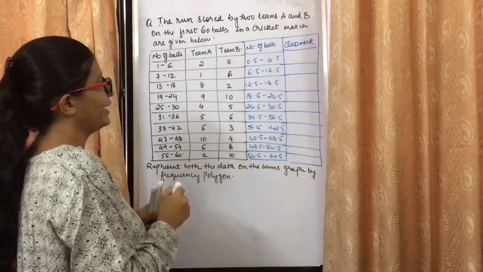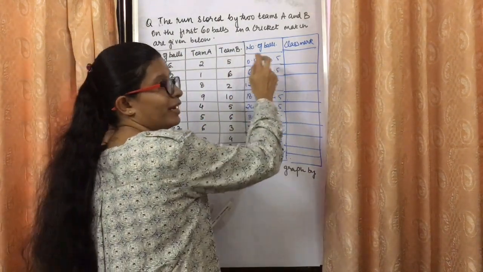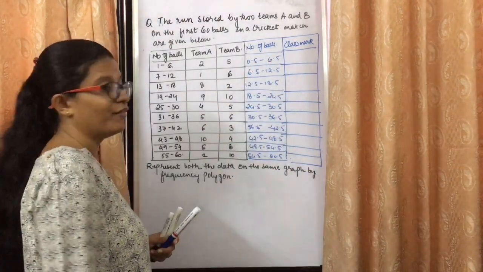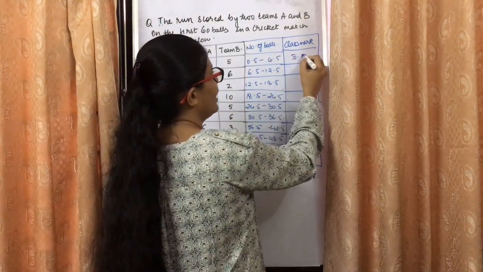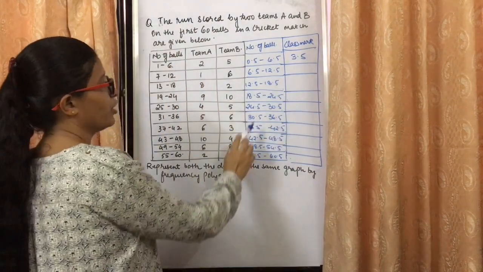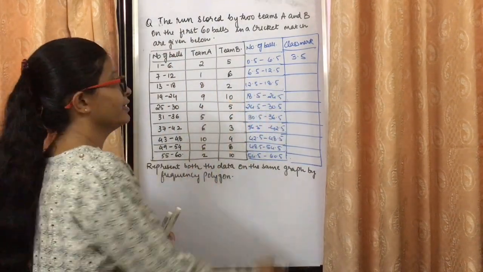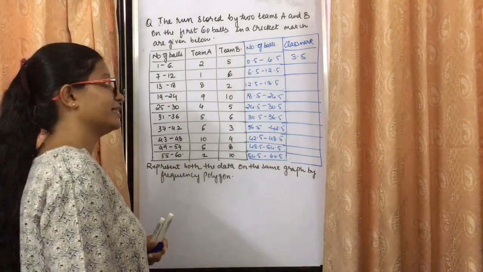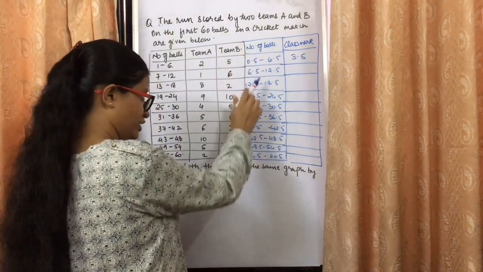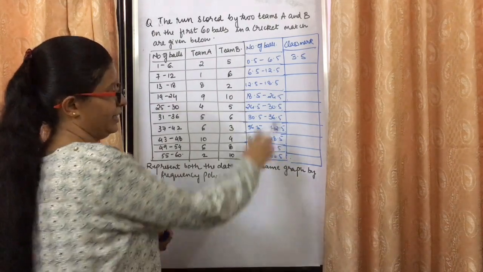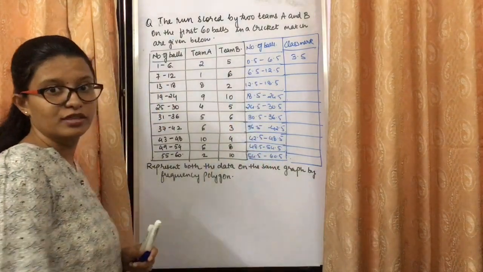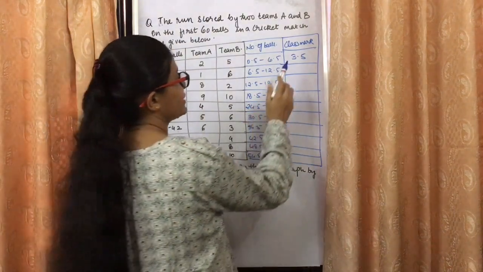Now, how will we find the class mark? Lower limit plus upper limit divided by 2. So 0.5 plus 6.5 will give you 7. 7 divided by 2 will give you 3.5. Can you see what the class size is? If we subtract 0.5 from 6.5, how much do we get? 6. So is the class size constant in each and every interval? Yes, the class size is 6 for each and every interval. So no need to worry about class size.